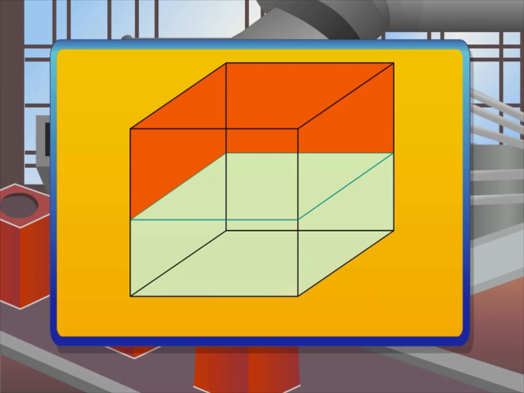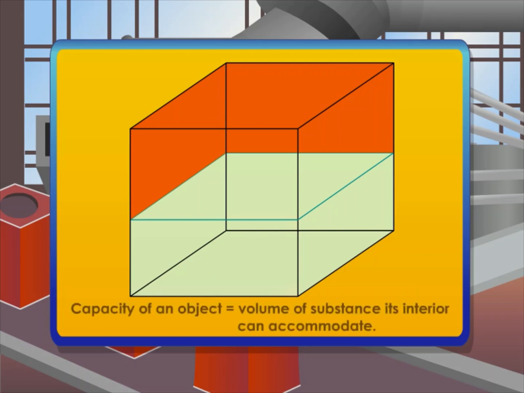That is, the amount of fluid, gas or liquid, that the container could hold, rather than the amount of space the container itself displaces. In short, the volume of an object is the measure of the space it occupies, and the capacity of an object is the volume of substance its interior can accommodate. Hence, the unit of measurement of either of the two is cubic unit.